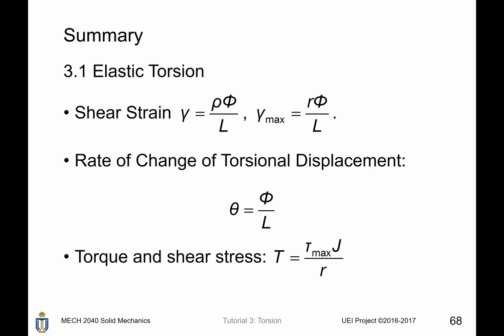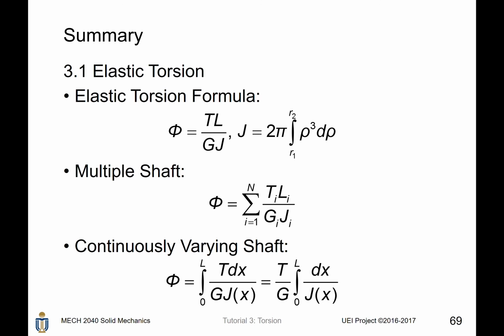Let's do a quick summary of this tutorial. First, we discussed the derivation of the elastic torsion formula. The shear strain gamma is given by rho phi divided by L, while the maximum shear strain is given by r phi divided by L. Besides, we also defined a quantity called the rate of change of torsional displacement. We derived the torque in a circular cross-sectional tube in terms of the maximum shear stress. We also extended our understanding of the elastic torsion formula to multiple shafts and continuously varying shafts. We also did some examples on it.